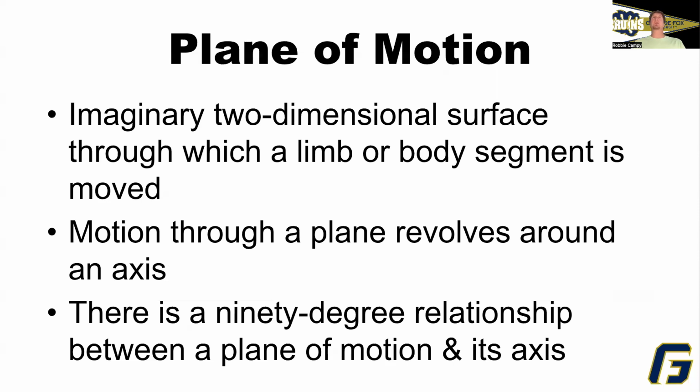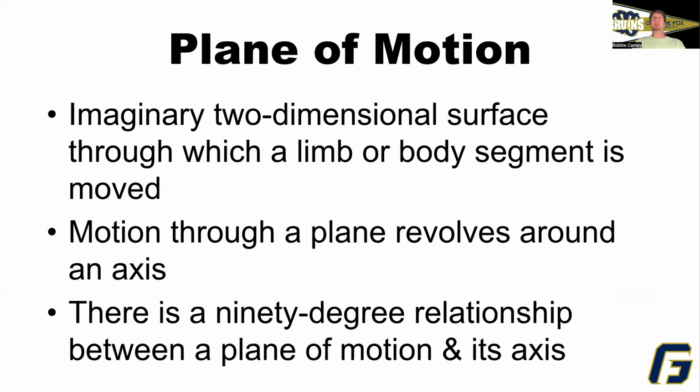Now, a plane of motion is just an imaginary two-dimensional surface through which a body, limb, or body segment is going to be moved. The part that's going to be a little more challenging is that every plane revolves around an axis, so we are going to talk about the axis of rotation. Every plane of motion has a 90-degree relationship with its axis. But let's get to that a little later. Let's talk about those planes of motion first.